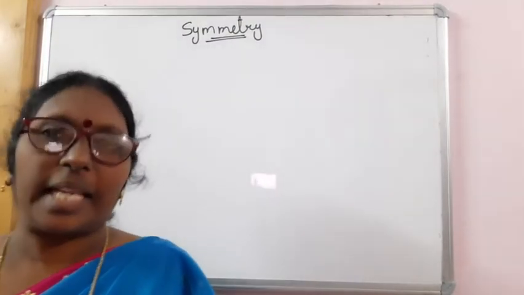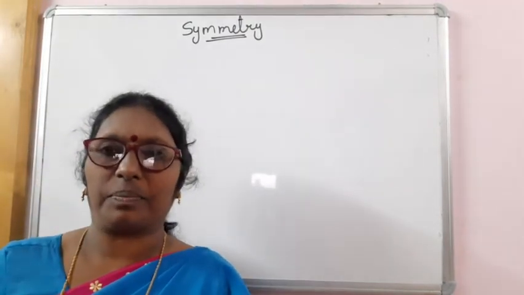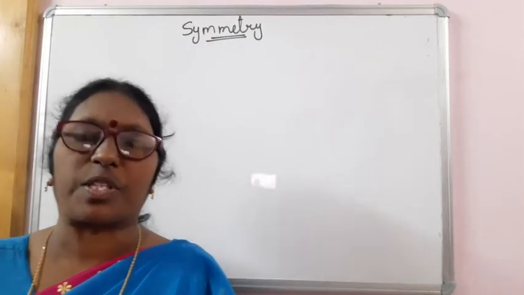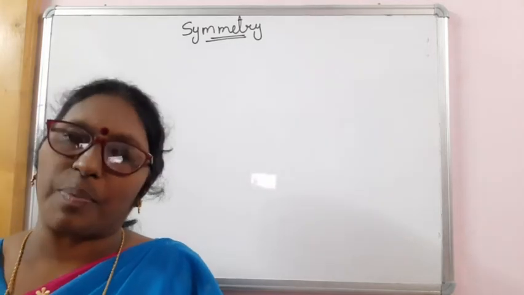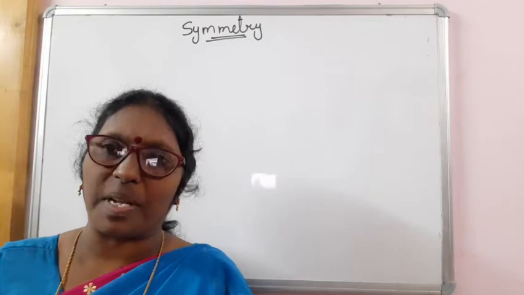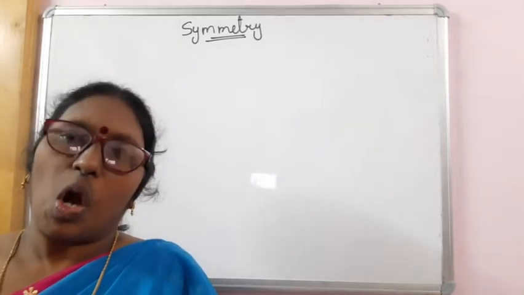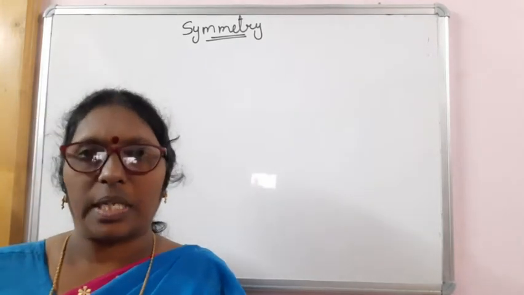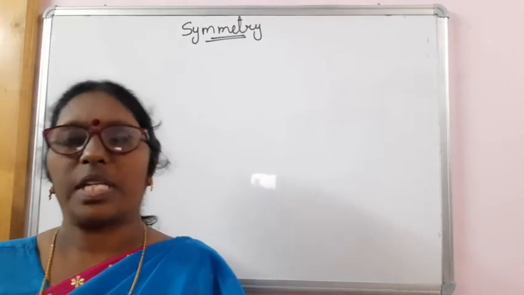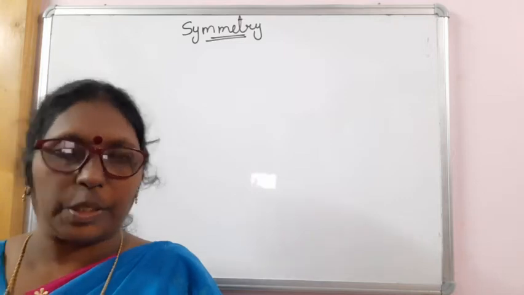Today let us learn a new chapter, Symmetry. What is symmetry? And different lines of symmetry. What is line of symmetry or axis of symmetry? And the figures which have lines of symmetry. How many lines of symmetry a figure has got? All these things you are going to learn. And about different kinds of lines of symmetry, that is horizontal line of symmetry, vertical line of symmetry. All these you are going to learn today.